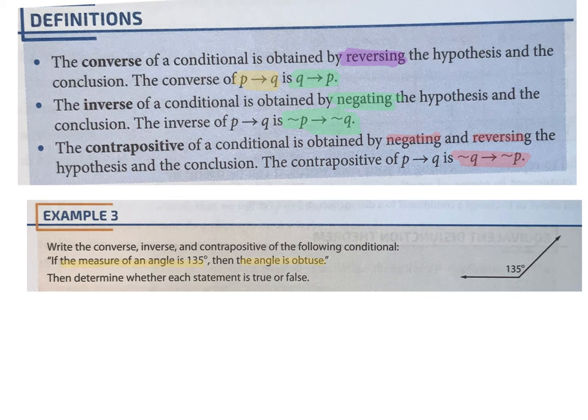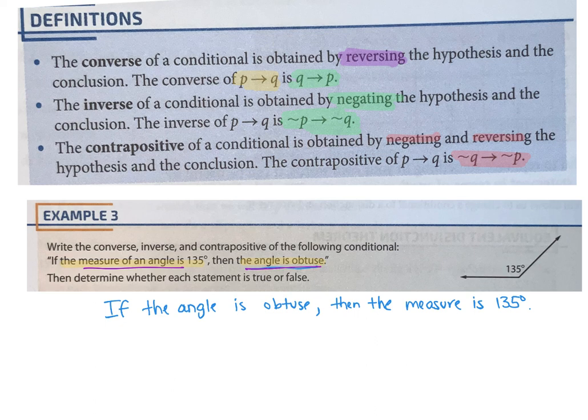I am going to say, if, and now I'm going to take the conclusion, the angle is obtuse, then the measure is 135. All right. This would be the converse. If I wanted to write the inverse, I am going to take these and just negate them. Okay? So the inverse: if the measure is not 135, then it is not obtuse. All right, so this is my inverse.